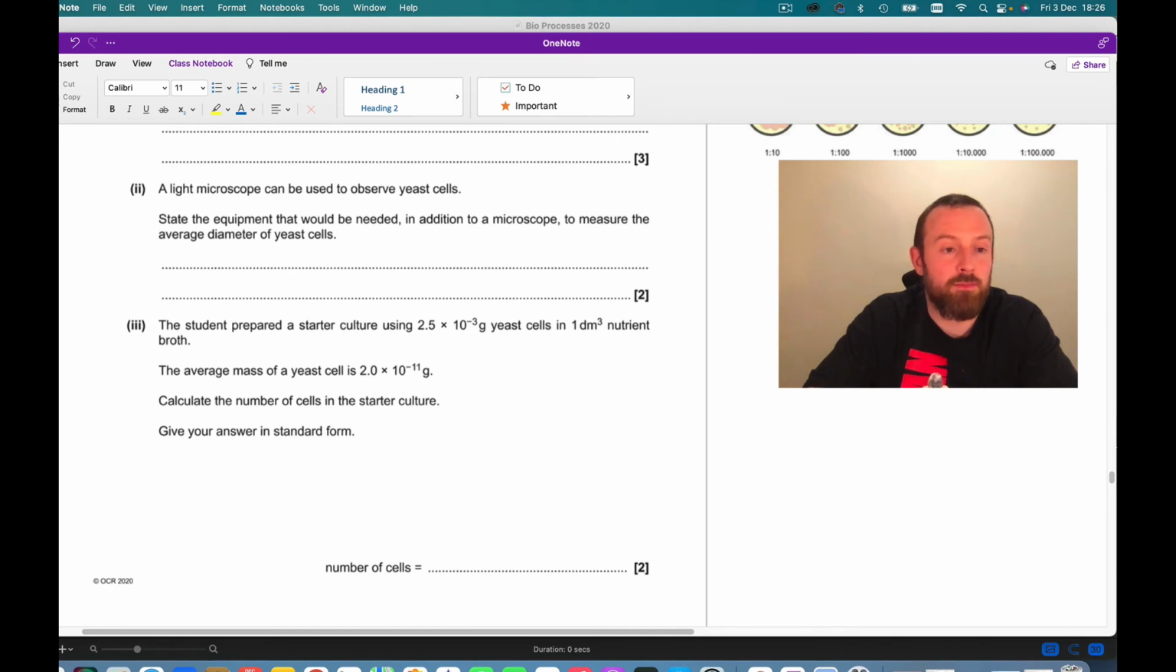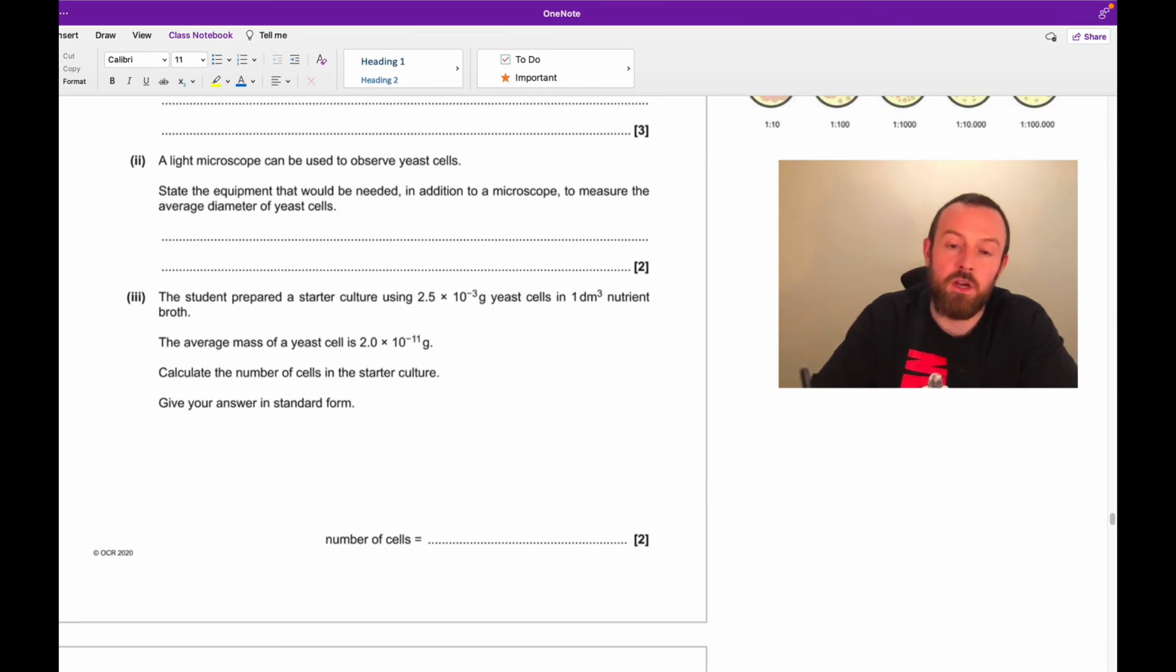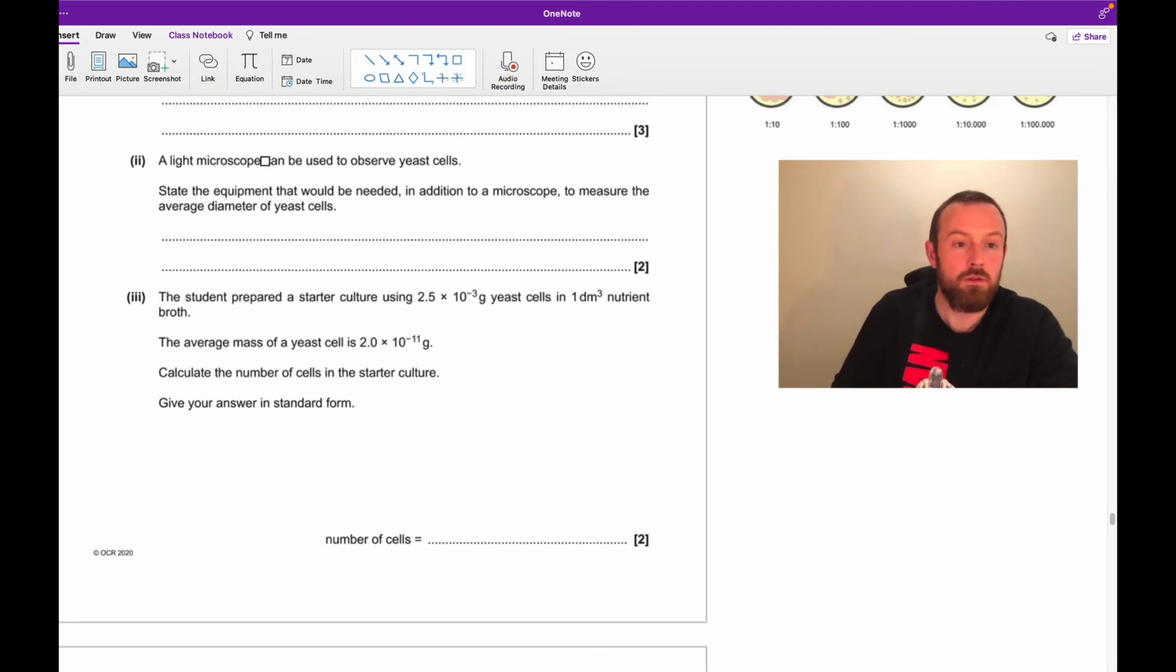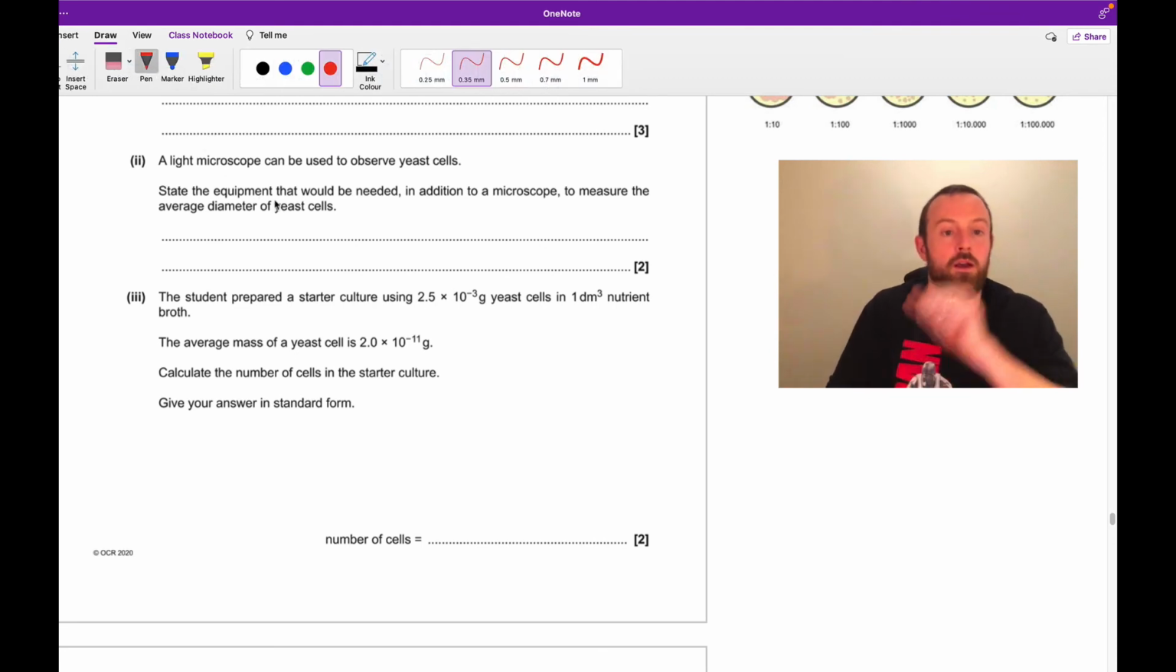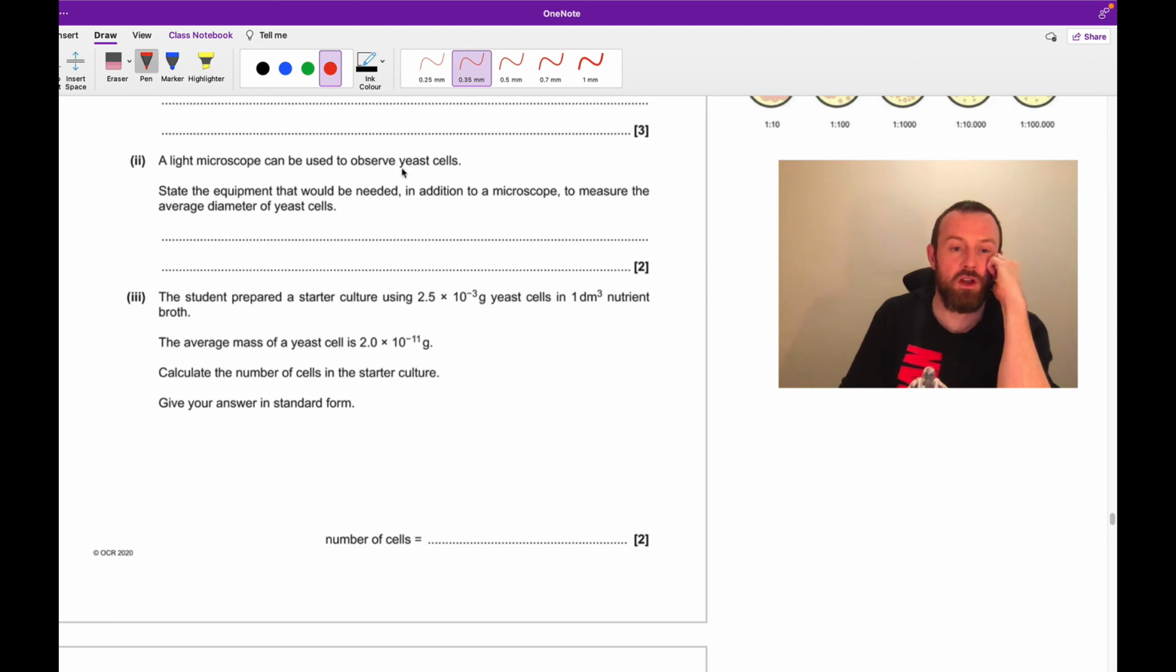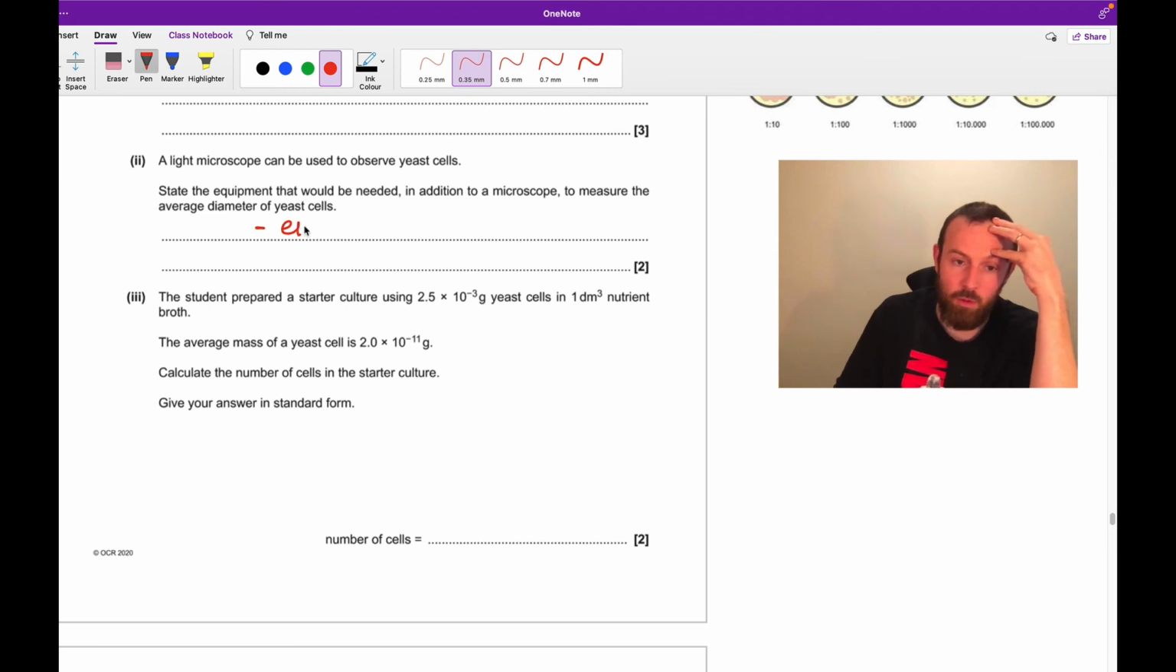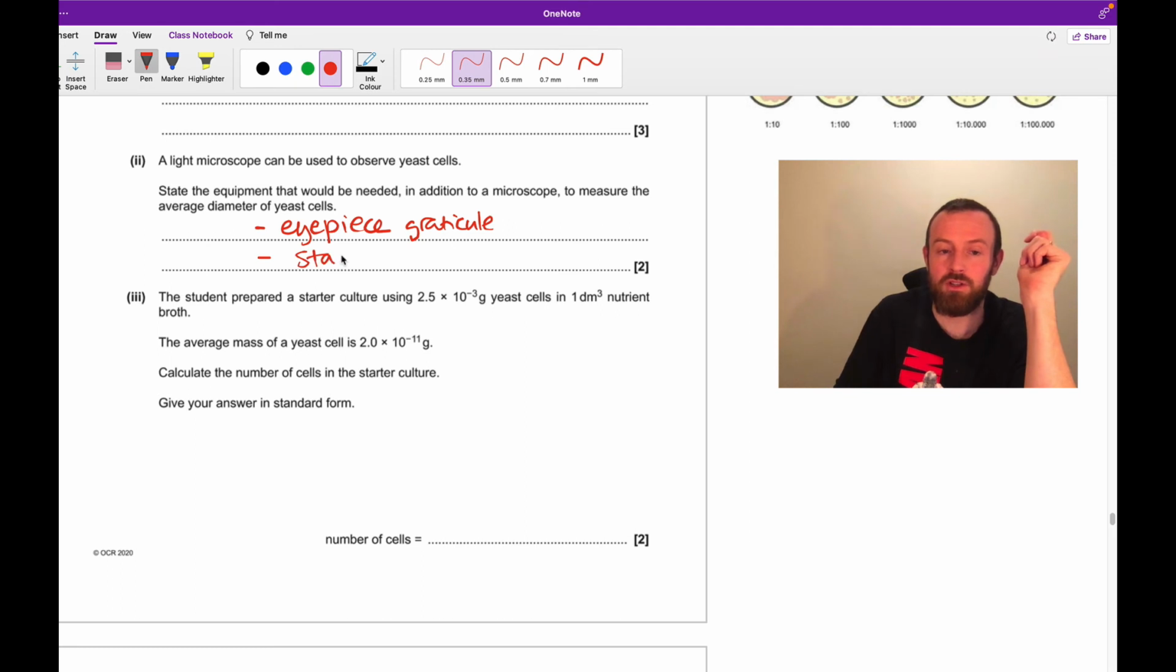Okay, on to this next part of the question. So this is a simple recall question, relatively speaking. Okay, so how would you observe using a microscope and measure the diameter? So 2 things. I bet all of you probably put 1 thing. Eyepiece graticule. That's the first thing. What's the other thing? It's the stage micrometer. Okay, because you've got to use them together.